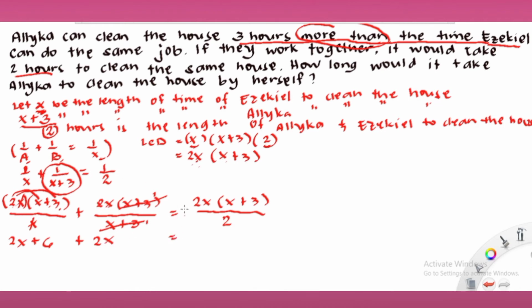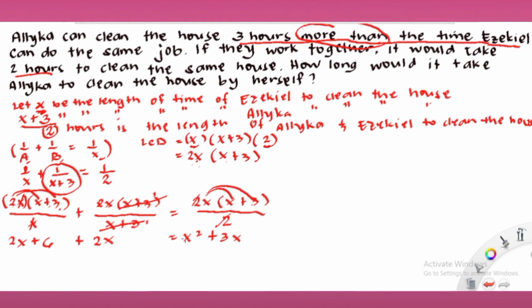Alright? And then equals. So, itong 2x, madidivide natin sa 2. We can cancel out 2. So, what's left is x times x plus 3. Distribute na natin. So, x times x is x squared. X times 3 is 3x. Now, mapapansin, hindi na siya rational.